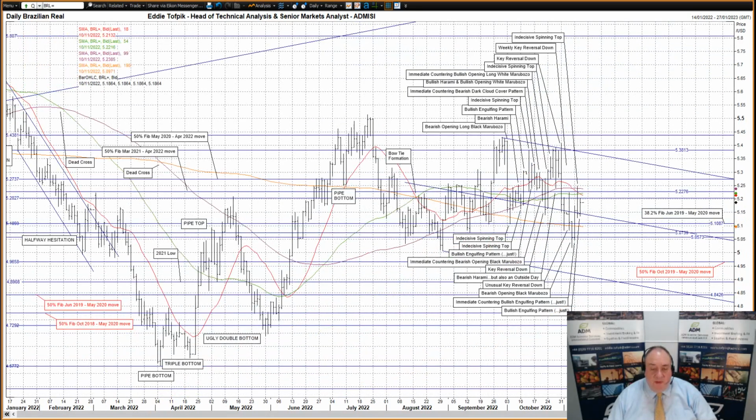US dollar against the Brazilian real. A bullish engulfing pattern yesterday, which wasn't that hard, as the previous session was an indecisive spinning top. However, it was a limited move higher as the base of the move was on the slowly declining middle time, currently 514.45, of the July to end of September bearish shift pitchfork.